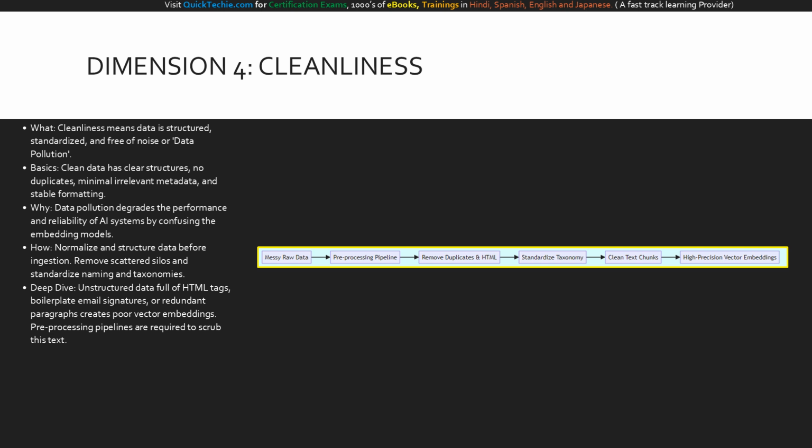This visual makes it clear that you cannot bypass the cleaning phase. If you put messy data directly into a vector database, you get messy, unreliable AI outputs. Cleanliness is a mandatory transformation step that converts human-readable documents into mathematically precise AI assets.